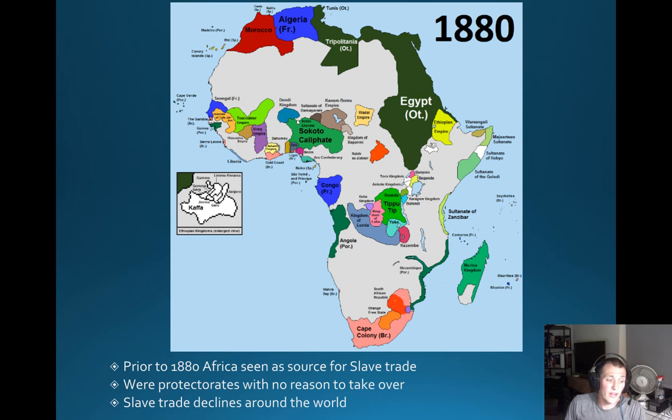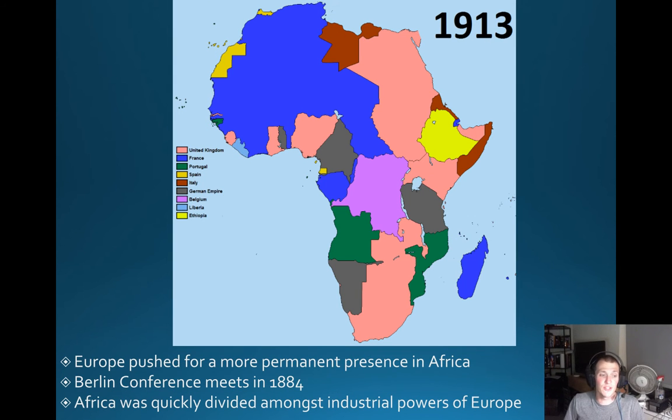So prior to 1880, Africa was seen mostly as a source for slave labor and slave trade, but ultimately that's going to go away, right? So these were protectorates with no real reason to completely take over, because you can control what you want specifically out of it with the slave trade, right? And the slave trade is going to decline around the world, and then things are going to change, right? But we get those new inventions, and all of a sudden we're able to conquer, right? You're able to take control of these areas.